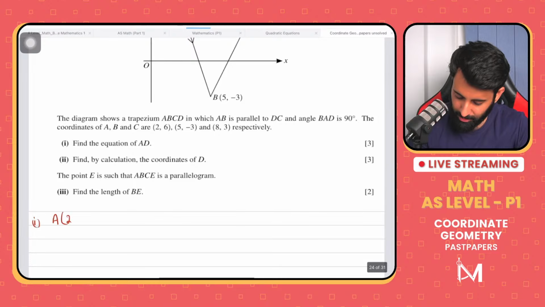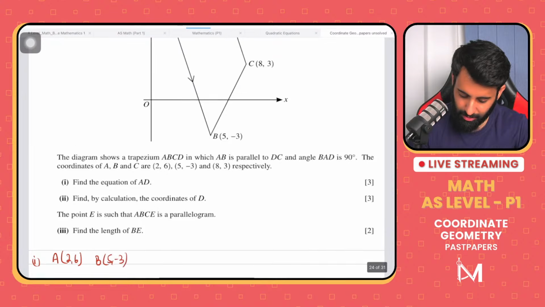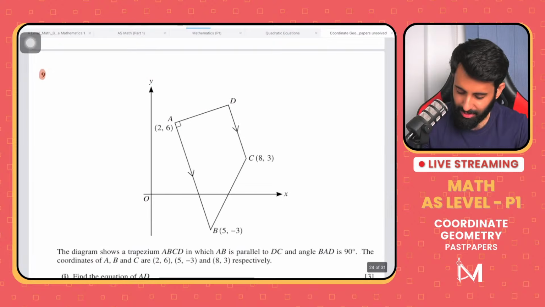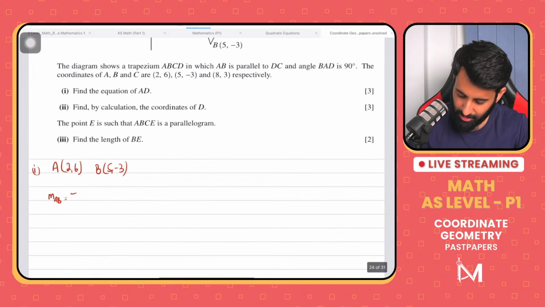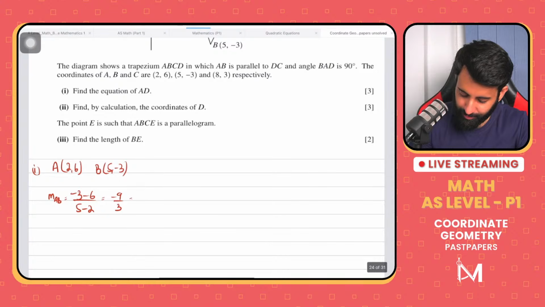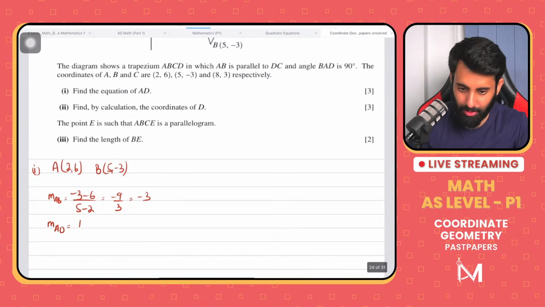A has coordinates 2, 6. B has coordinates 5, -3. Okay, so we're finding the gradient of line AB, which, keep in mind, is going to be a negative gradient. So -3 - 6 over 5 - 2. So -3 - 6 is -9. 5 - 2 is 3. So that's -3. Now what will be the gradient of line AD? That is going to be 1/3.